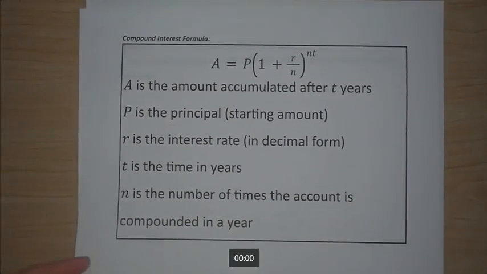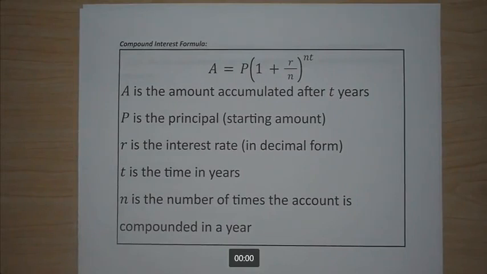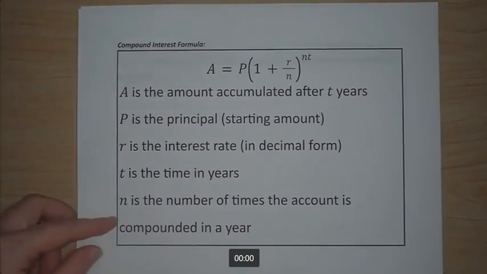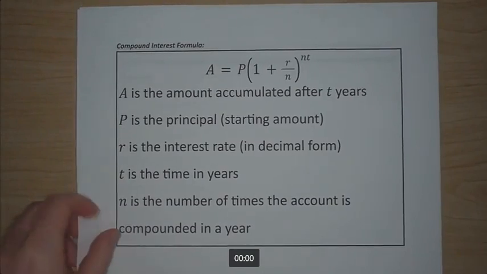And so we have the following formula for a compound interest formula. A equals P times 1 plus R over N to the NT, where A is the amount accumulated after T years, P is the principal or starting amount, R is the interest rate in decimal form, T is the time in years, and N is the number of times the account is compounded in a year. So we need to find out what we have and what we do not have and what we are looking for.